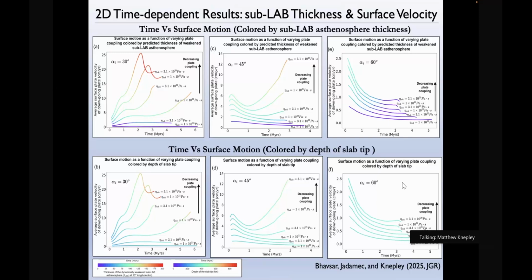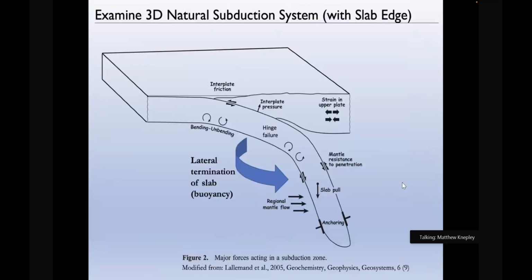So in natural systems, you can get this variation. And so that has implications for the amount of plates that would be consumed through time. And I mentioned the 3D. What about the edge effects?